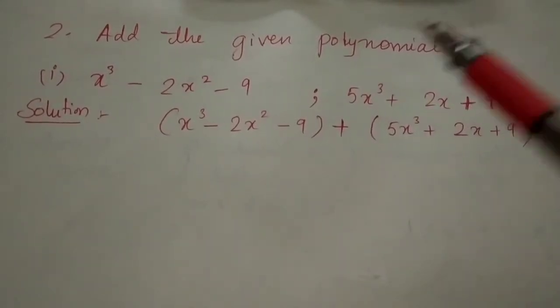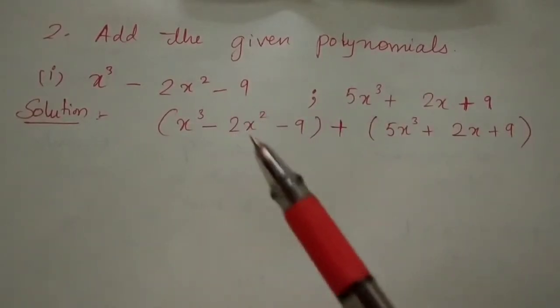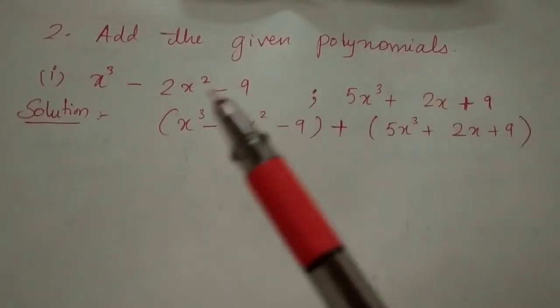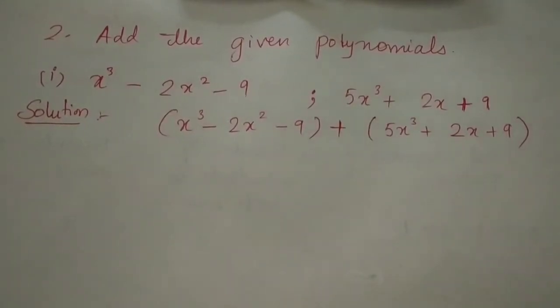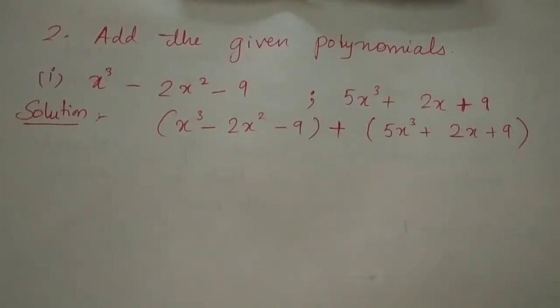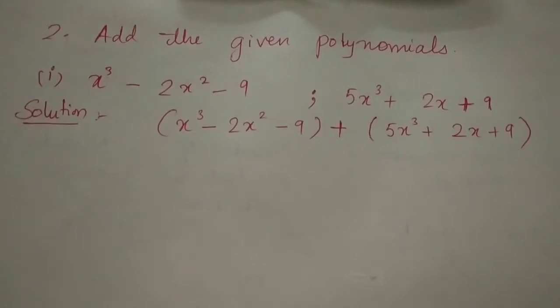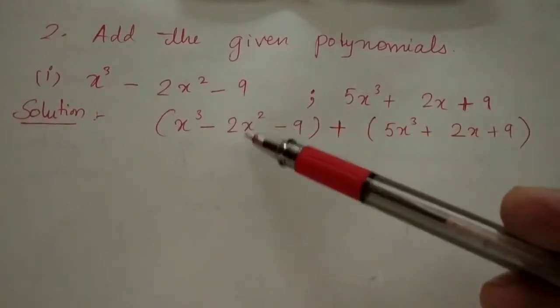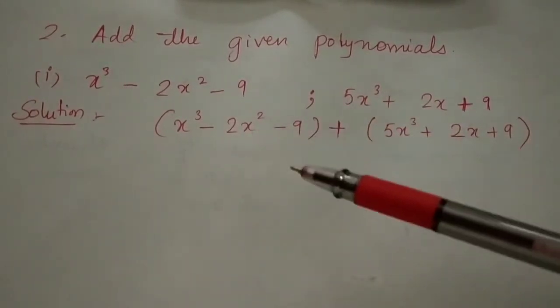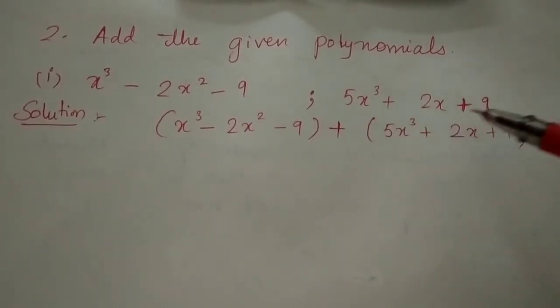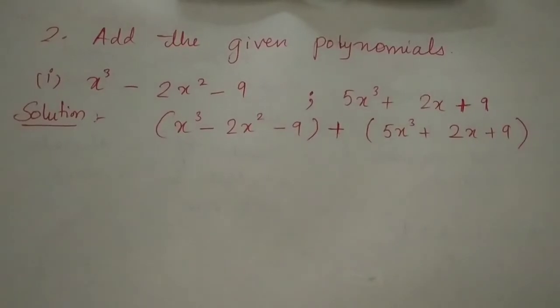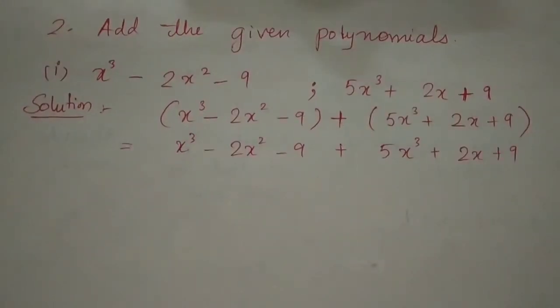So that's why it is very important that the first step will always be to put the two polynomials in brackets and do whatever operation is being asked of you. So that is what we do first, and now we are going to open the bracket in the next step. Now when we open the brackets, all three terms will come as they are. Since there is a plus sign outside the bracket, these signs will also be retained. It won't change.